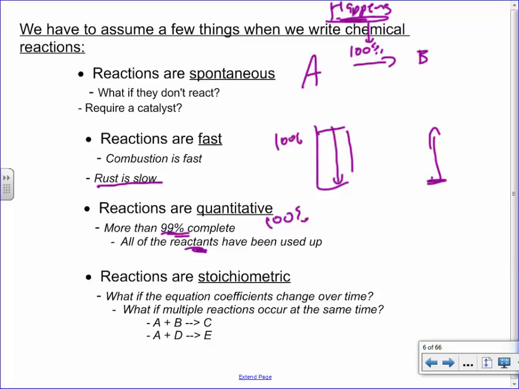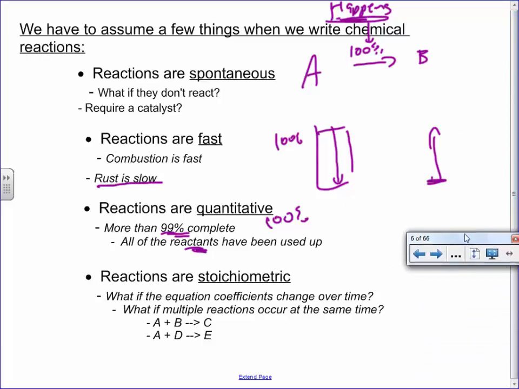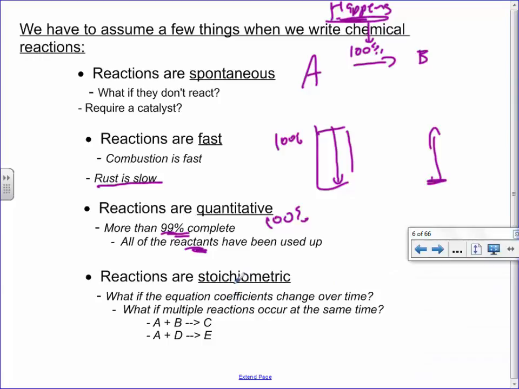And then this one here doesn't make a whole lot of sense yet, I imagine, but the word we use is that they're stoichiometric. And what that means is that the coefficients stay the same. Because it's actually possible for your chemical reaction to change halfway through. I think I can explain this now. How can I do this simply?